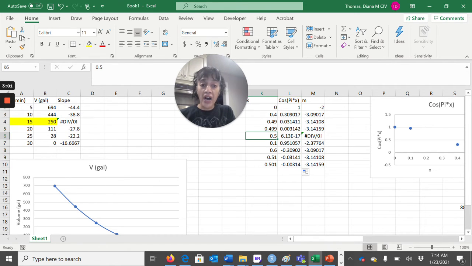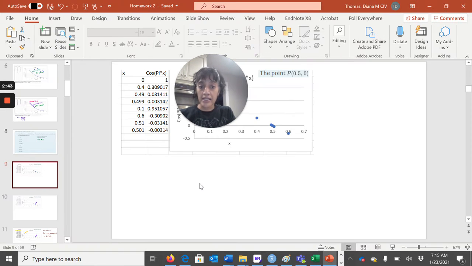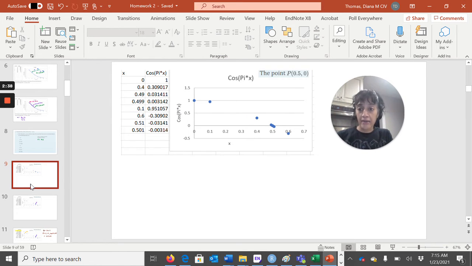Right at 0.5, I put 0.5 in there, it's going to give you a mistake, and that's because right in the slope, and we'll get back to that in a second. That's just because you're right on top of that point at that moment. All right, let's go back to this sheet. This is the graph, I just screenshot it in here.